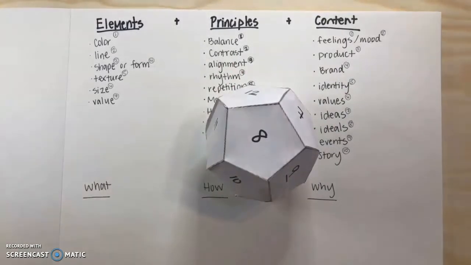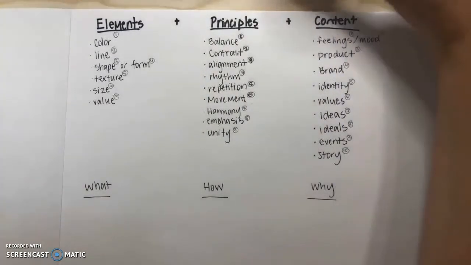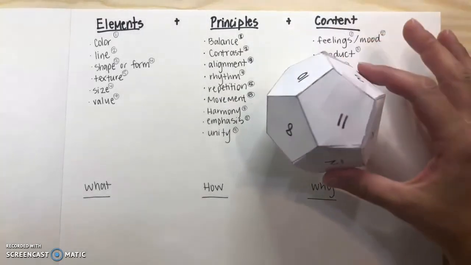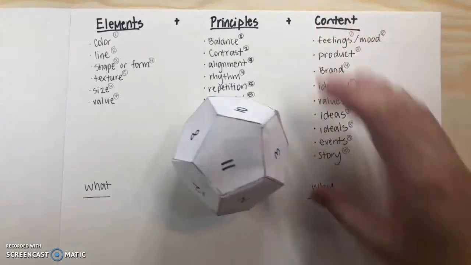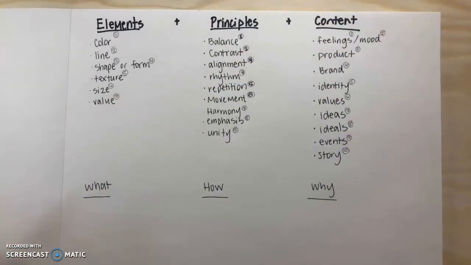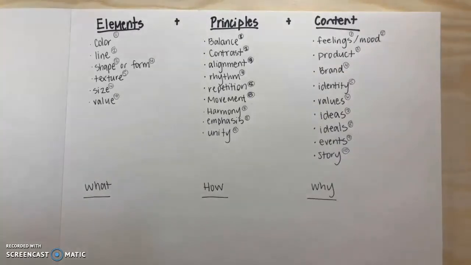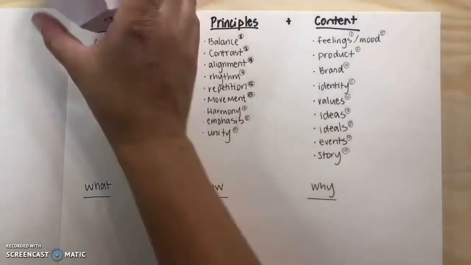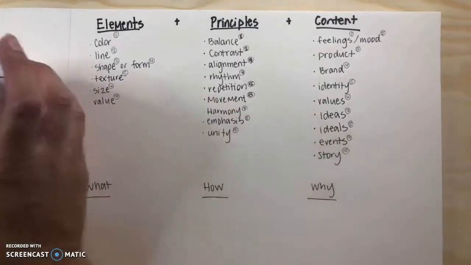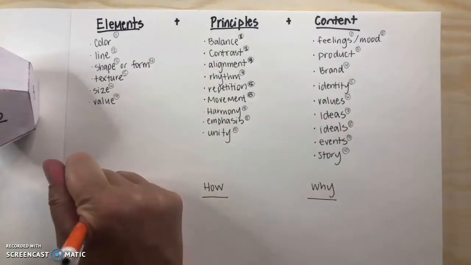Then take out your dodecahedron dice if you've got one, or you can just download a random number generator app or search for one on Google and type in numbers 1 through 7 for elements, 1 through 9 for principles, and 1 through 10 for content, and then pick a random number. Once you get your number for each one of these categories, you're going to write it down.